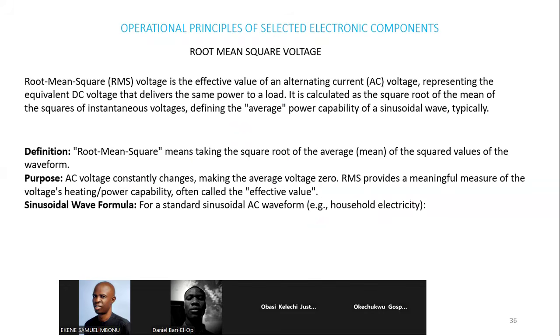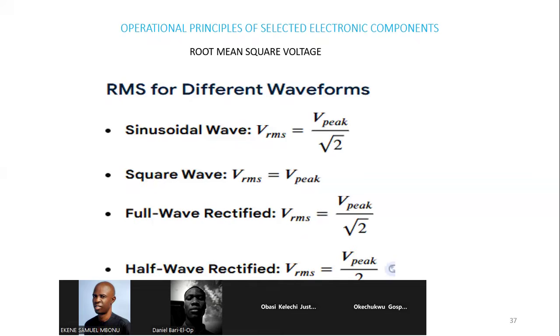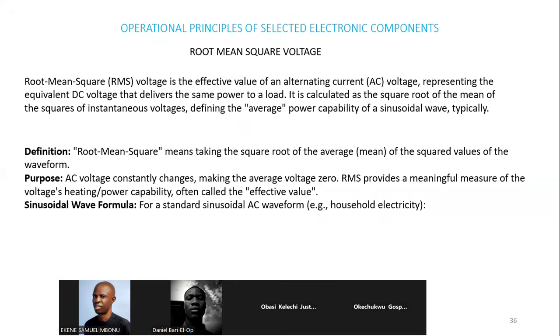Why are we interested in measuring the root mean square? AC voltage constantly changes, making the average voltage zero. Root mean square provides a meaningful measure of the voltage heating power capability, often called the effective value. The effective what? Value.